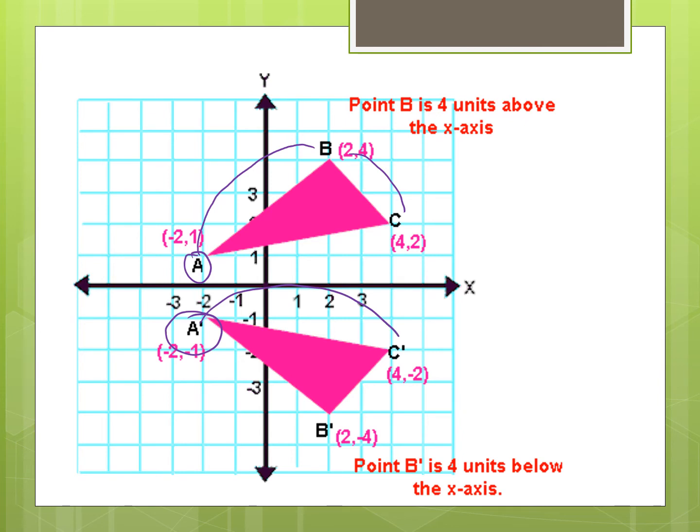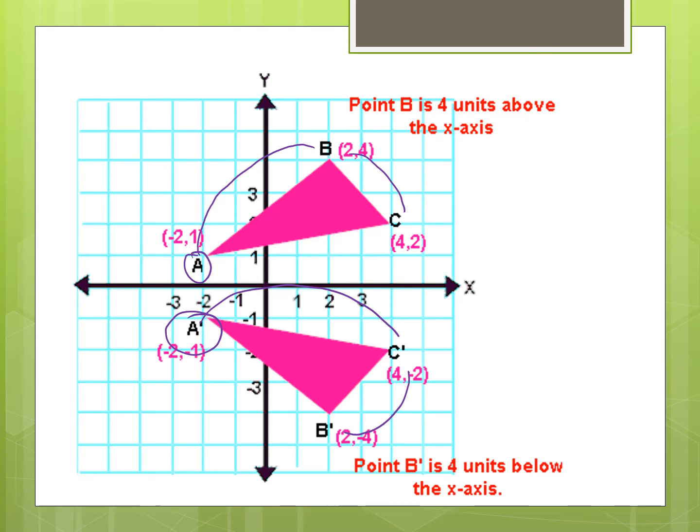A prime, C prime, B prime. Notice I went in a different order. On the top I went A, B, C. On the bottom I went A prime, C prime, B prime. So this does not have the same orientation. That's actually a really, really big fact about reflections, is that they do not preserve orientation.